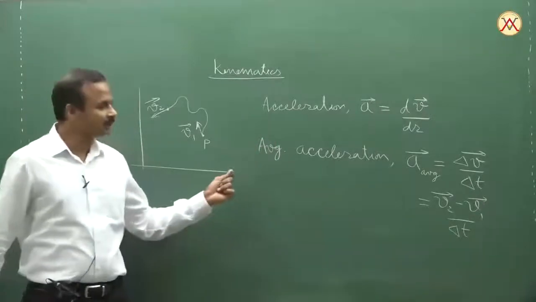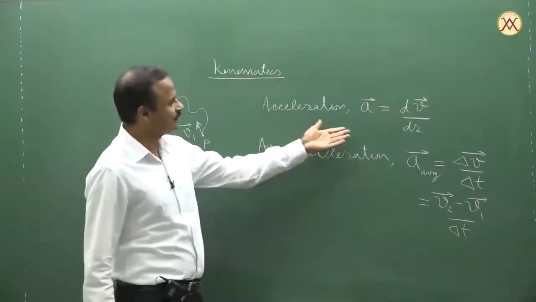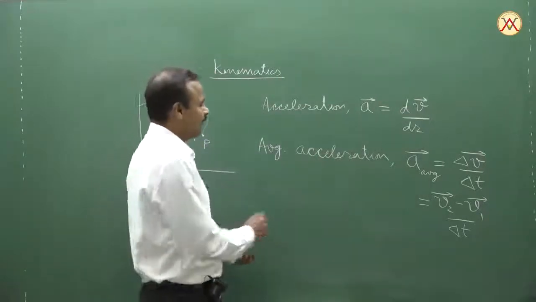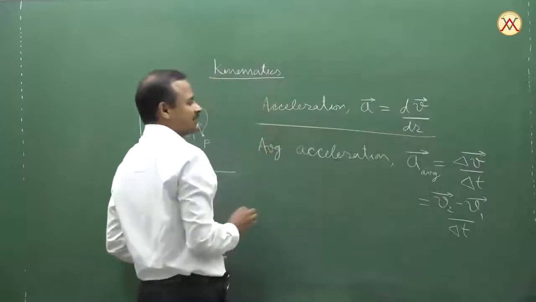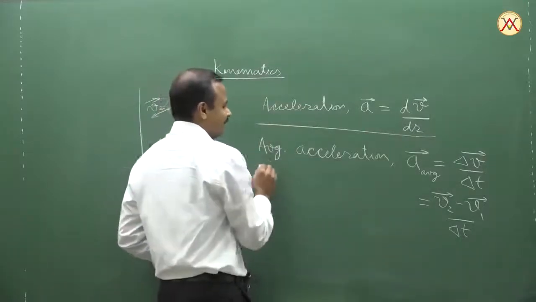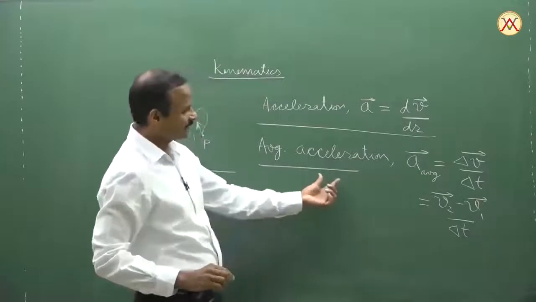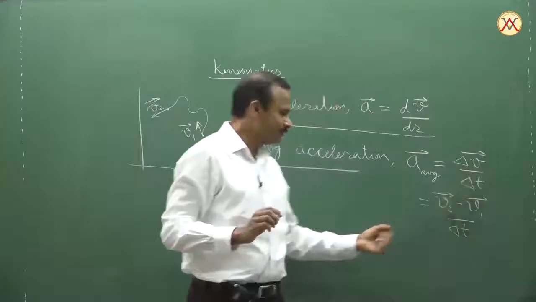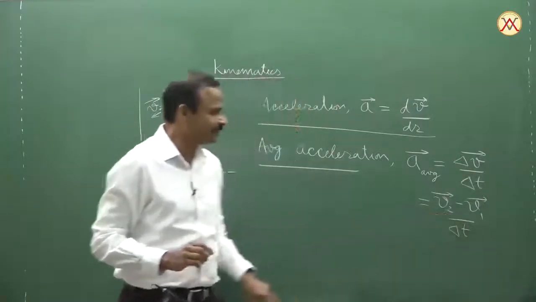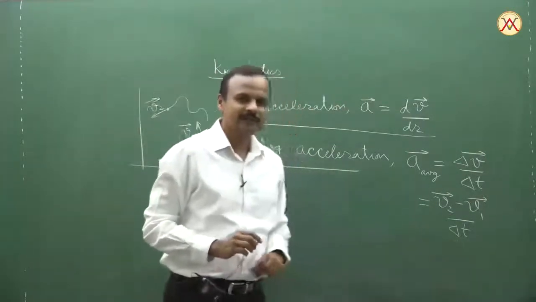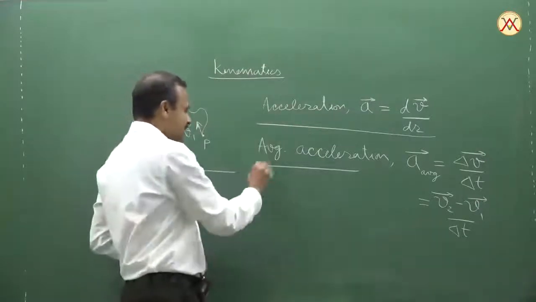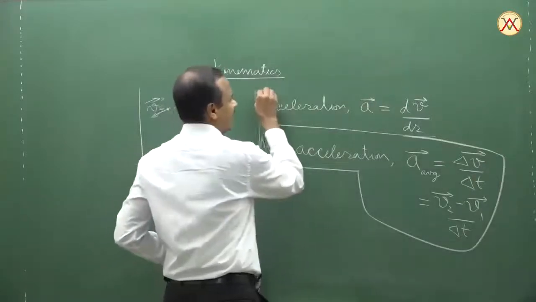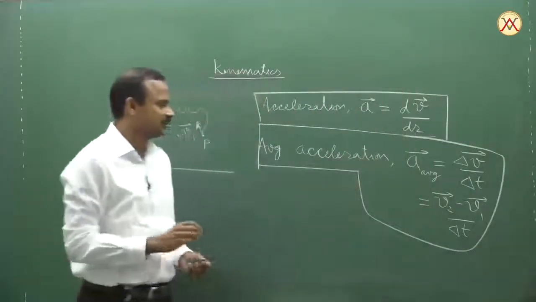Next we come to acceleration. Acceleration is defined as the rate of change in velocity. Now again we can have instantaneous acceleration or we can have average acceleration. Average acceleration is defined as the total change in velocity, which means the final velocity minus initial velocity of the particle, divided by the time duration. So these are the definitions of average acceleration and instantaneous acceleration.